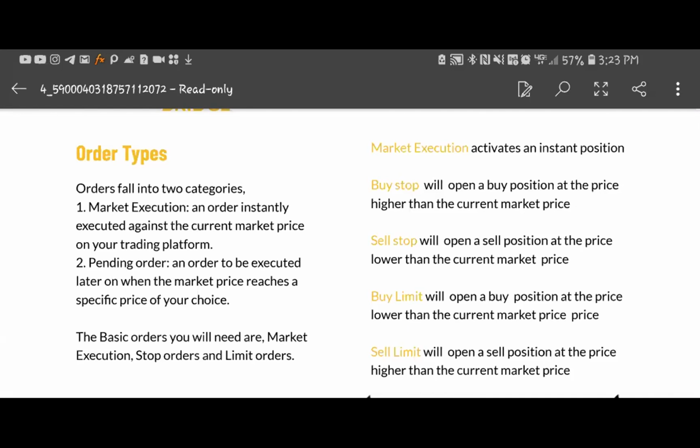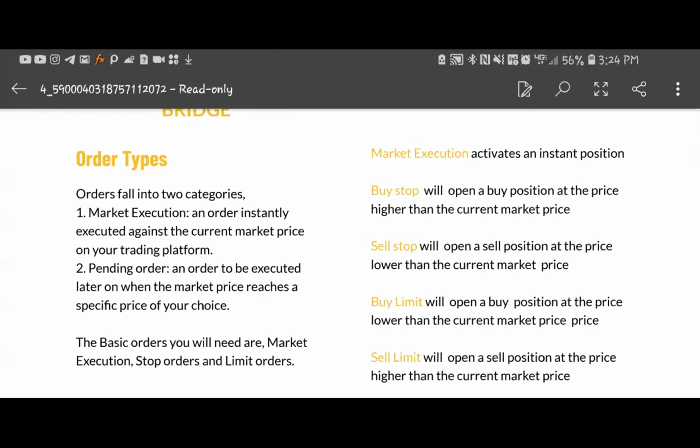So once you set the price you want for the sell stop, and the price begins to go down, it hits that price and automatically the trade opens for you, and then it goes down again, and then you start to be in profits, right? So a sell stop is placed below current price, and a buy stop is placed above current price.